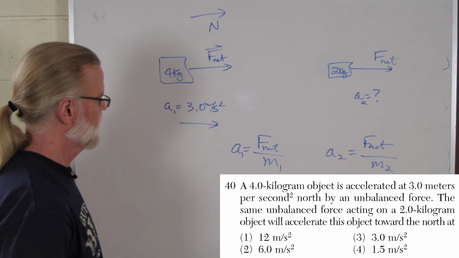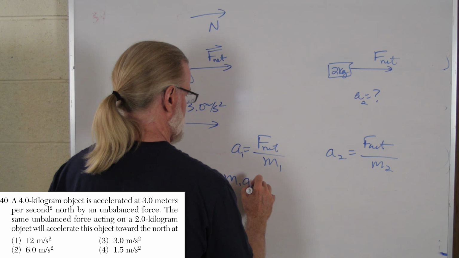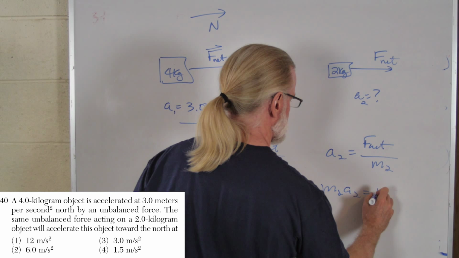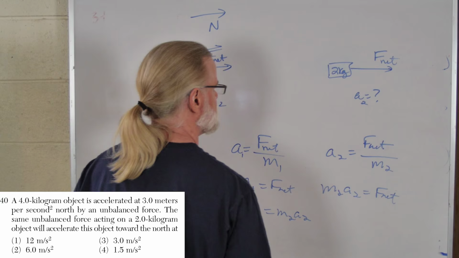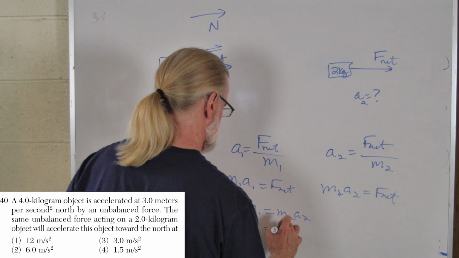So let's combine these equations. We could just say M1 A1 equals F net, and M2 A2 equals F net. So they both equal F net. So M1 A1 equals M2 A2, and therefore A2 equals M1 A1 over M2.